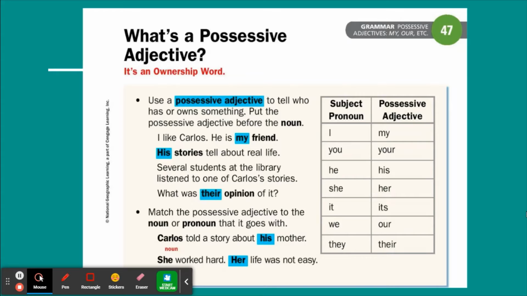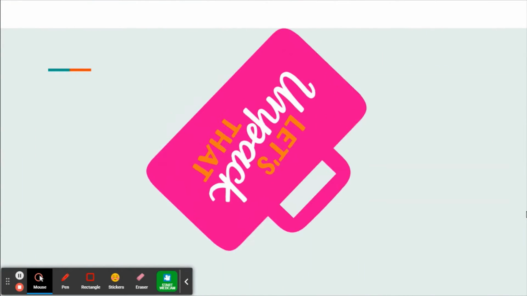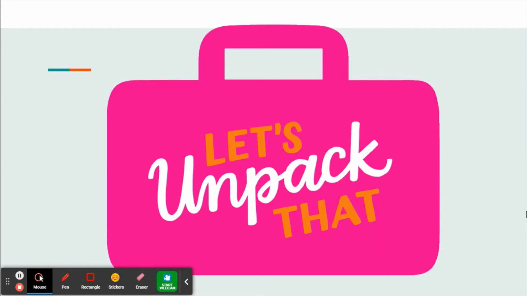It says: use a possessive adjective to tell who has or owns something. Put the possessive adjective before the noun. There are some examples over here. I know it can be a little bit confusing. Look at the subject pronouns and the possessive adjectives. Many people think that these adjectives are actually pronouns, and they are not, because the pronouns are coming next. So let's unpack possessive adjectives first.